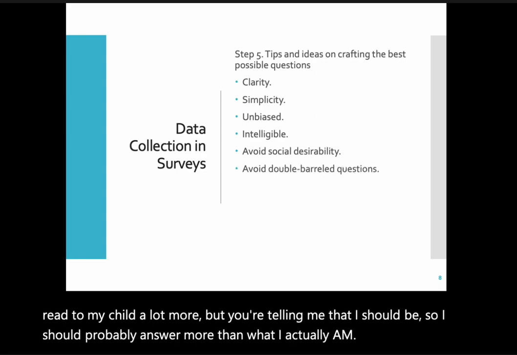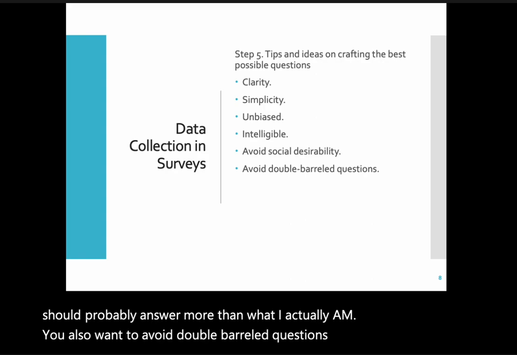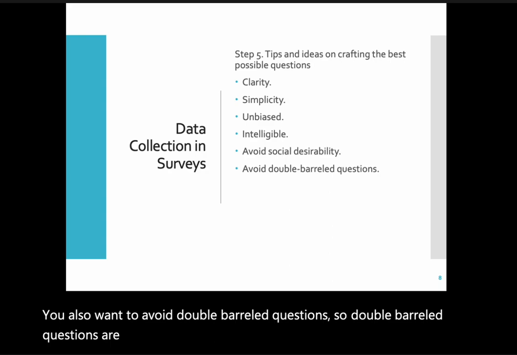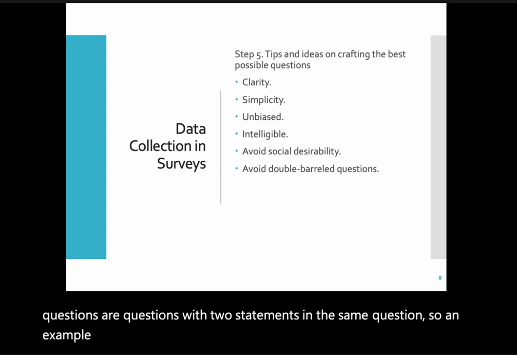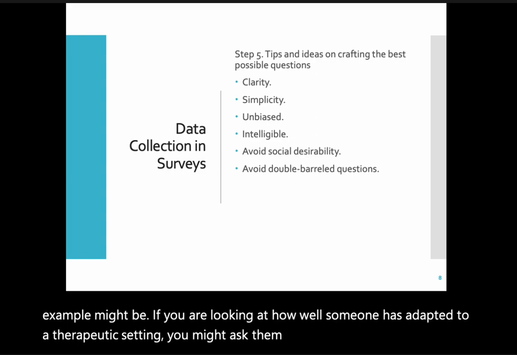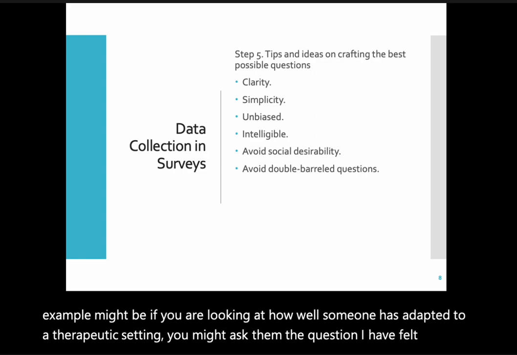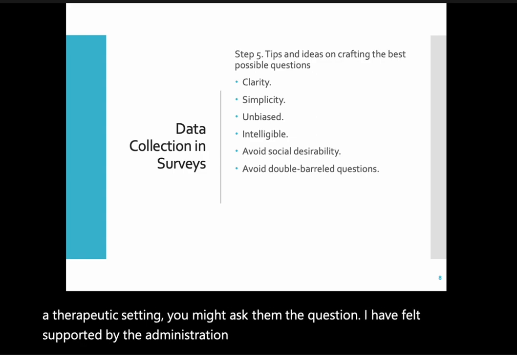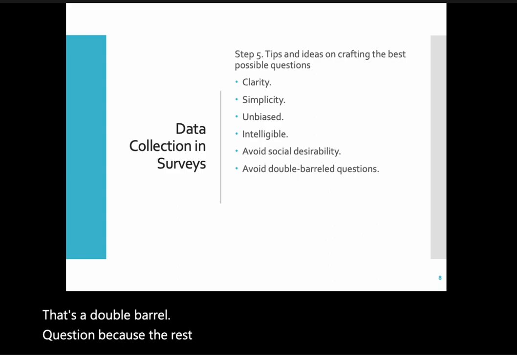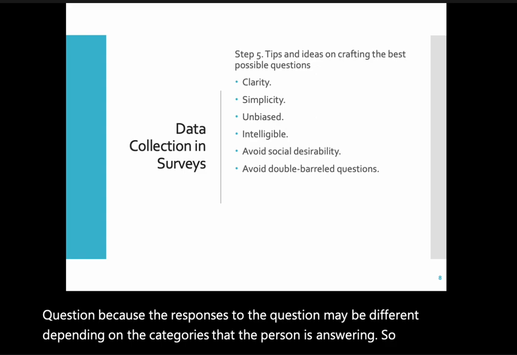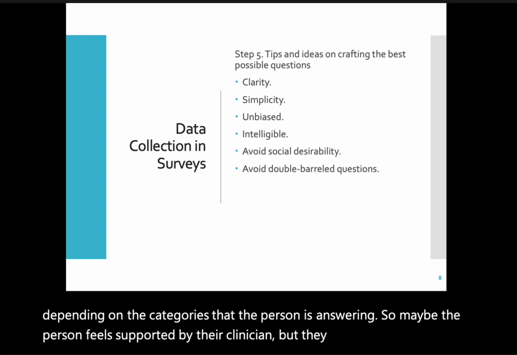You also want to avoid double-barreled questions. So double-barreled questions are questions with two statements in the same question. So an example might be if you are looking at how well someone has adapted to a therapeutic setting, you might ask them the question, I have felt supported by the administration and my therapist at my clinical site. That's a double-barreled question because the responses to the question may be different depending on the categories that the person is answering. So maybe the person feels supported by their clinician, but they don't feel supported by the administrative staff.